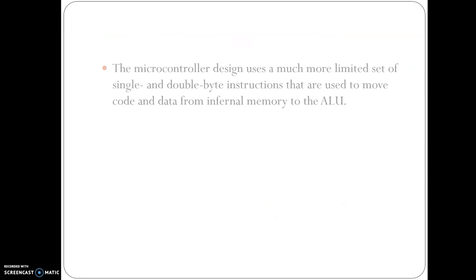But one of the noticeable differences between the microprocessor and microcontroller is the existence of memory on the chip itself. The microcontroller design uses a much more limited set of single and double byte instructions that are used to move code and data from internal memory to the arithmetic and logic unit. And that is where the difference lies between the microprocessor and the microcontroller.